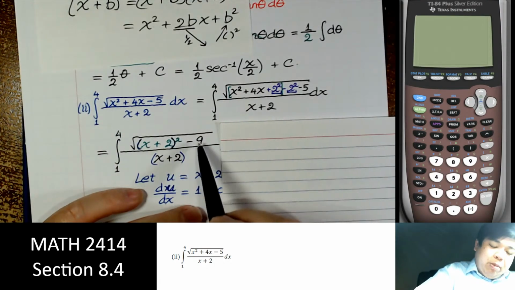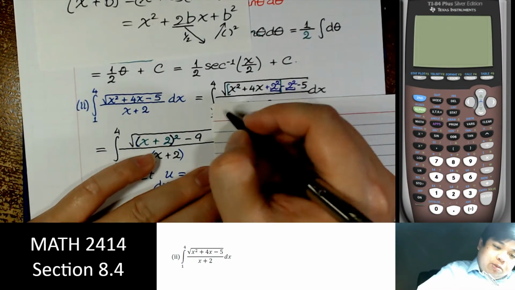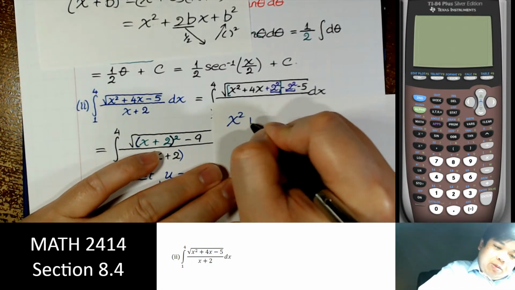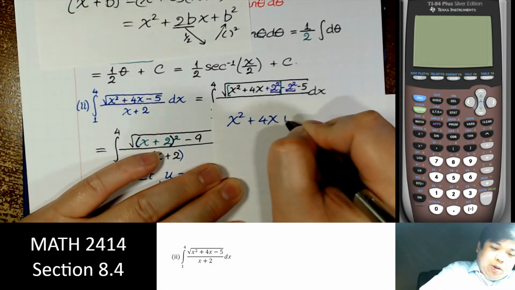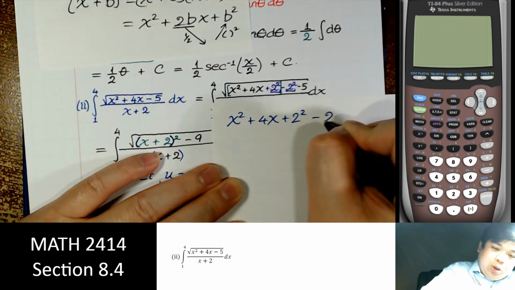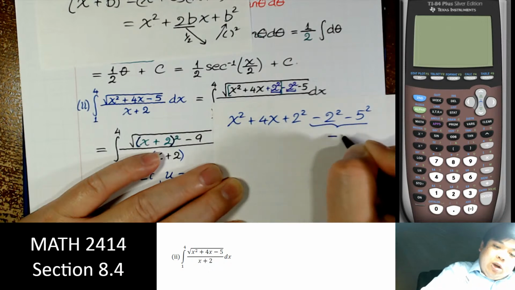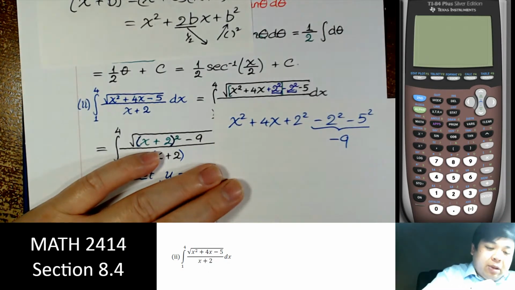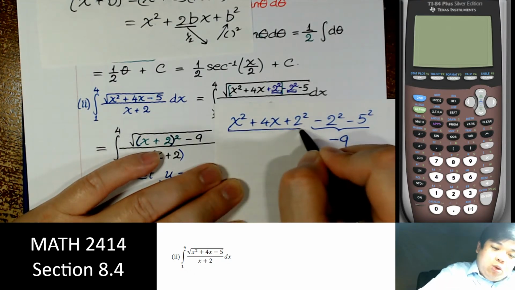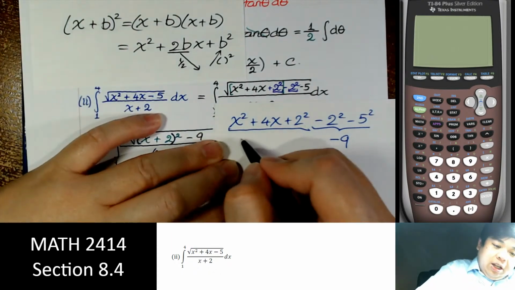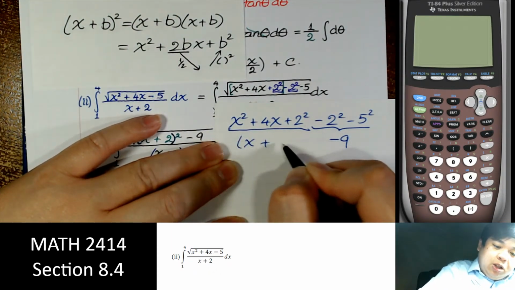x plus 2 square minus 9. The reason is this. So I have x square plus 4x plus 2 square minus 2 square minus 5 square. This together is minus 9. Now this is a perfect square trinomial where we use that. It's going to be x plus 2 square.